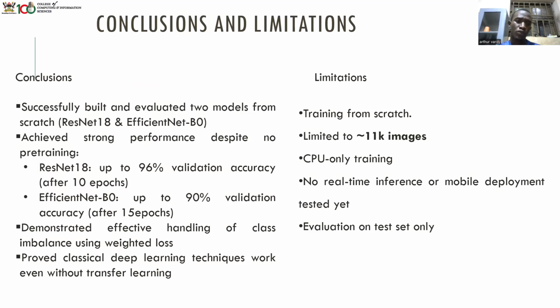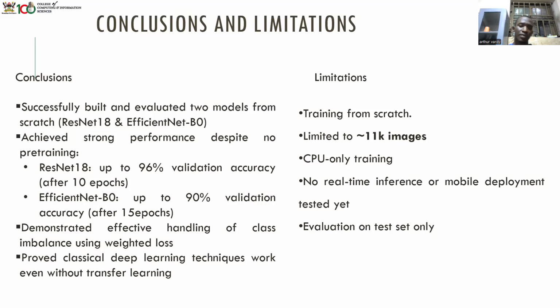And I successfully built and evaluated two models, since we had two model architectures, the ResNet 18 and the EfficientNet. Both of the models were trained from scratch. We didn't use any weights from the ImageNet pretrained versions. We didn't use any of that. We trained our models from scratch so that they learn from the first point.